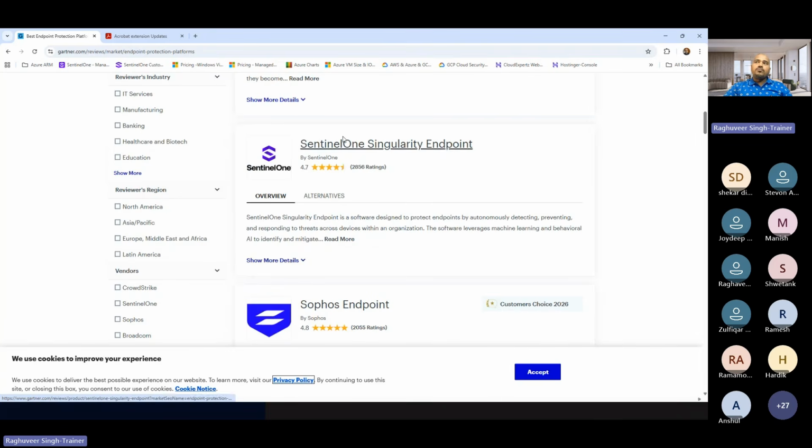Then at the second place comes SentinelOne, which is another company that is also gaining momentum, or which has also evolved significantly or improved significantly in the last couple of years. So, SentinelOne.